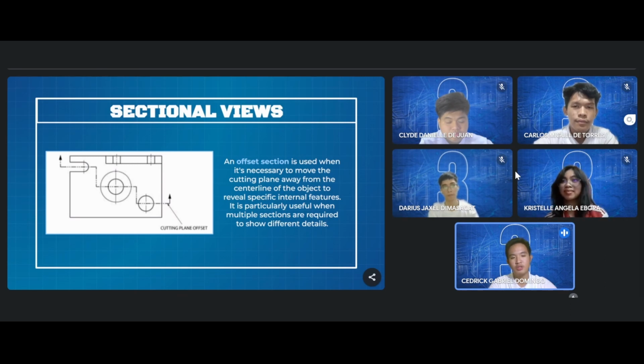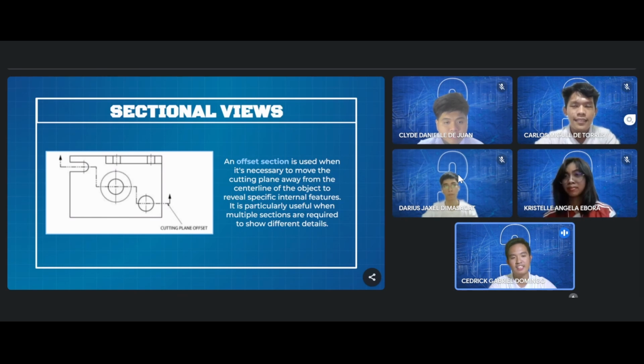So, here are some points to consider when using offset sectional views. Detailed internal features. Offset sections are employed to bring to focus particular internal details that may not be readily visible in a standard section view. Next, complex internal structures. Objects with intricate and interconnected internal structures benefit significantly from offset section views. In such cases, presenting the entire cross-section could be overwhelming and less informative. Offset sections simplify the representation of complex interiors.